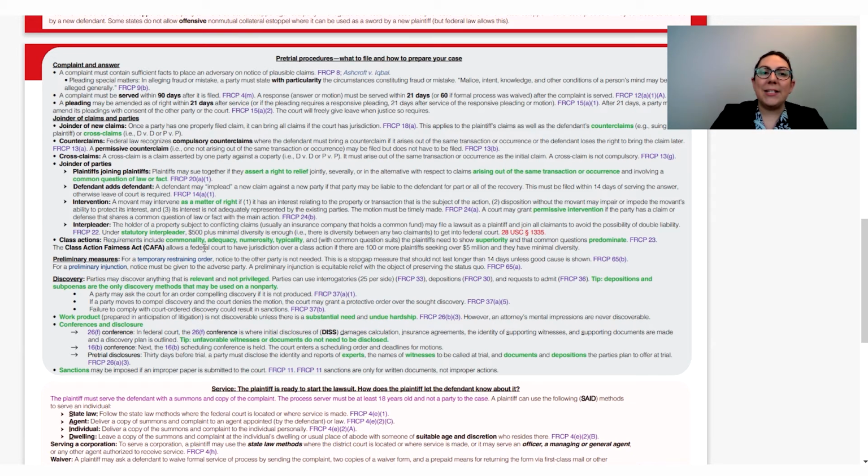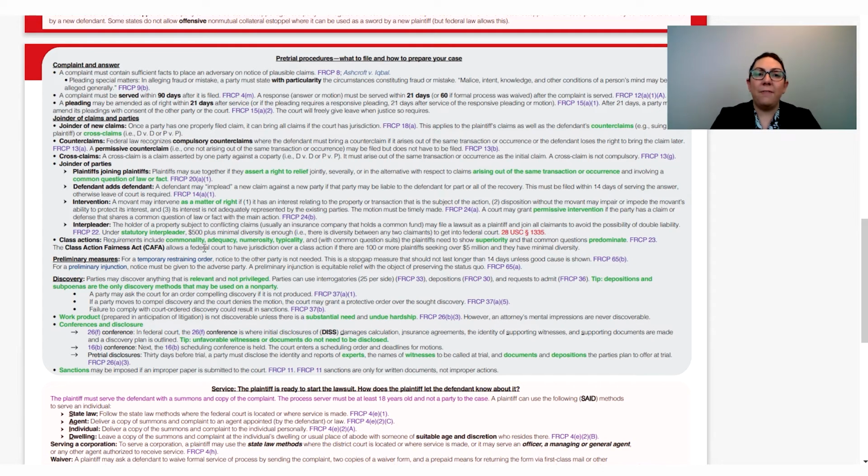Joinder of parties discusses when it's permissible for parties to be joined together in a single lawsuit. Plaintiffs are allowed to bring other plaintiffs into the lawsuit as long as they're asserting a right to relief jointly, severally, or in the alternative with regard to claims that arise from the same transaction or occurrence. So if my friend and I are in a car together and we get into a car accident, we could join together and bring one lawsuit against the other driver. That's two plaintiffs joining together.